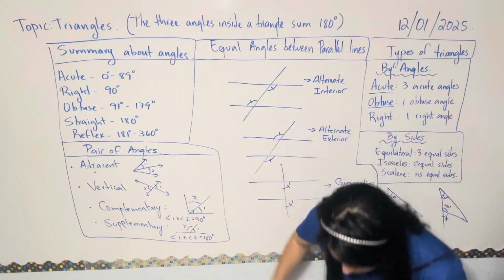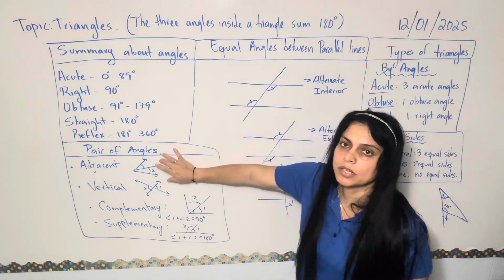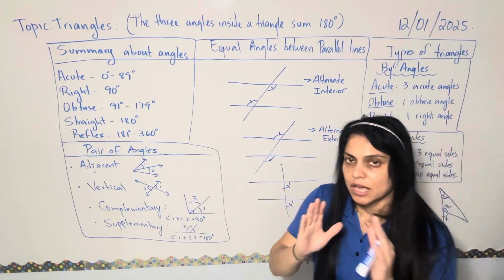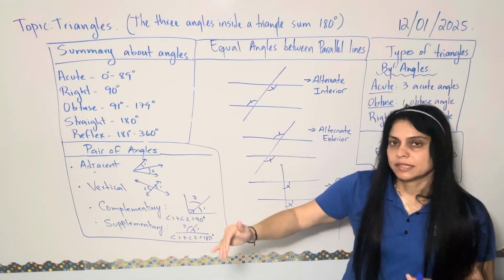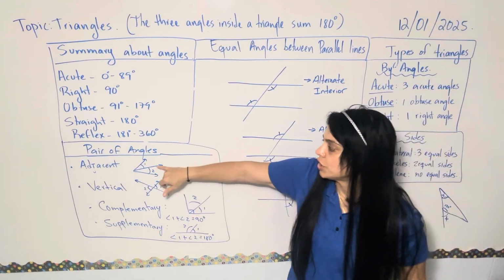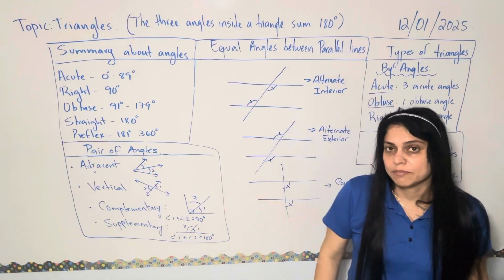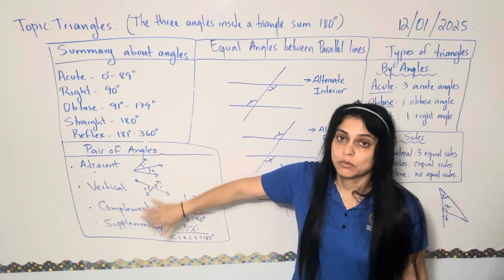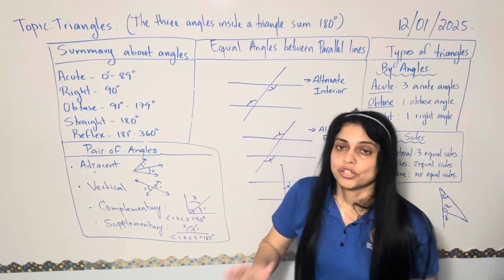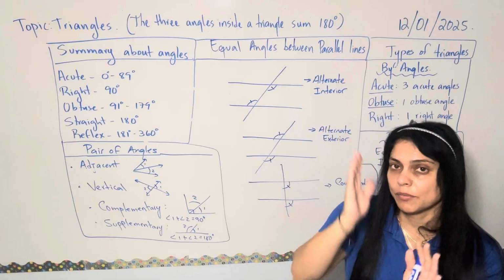So we have the adjacent angles. I already drew something here for you as a guide. Adjacent angles are angles that are together, one beside the other. They share one of the sides, so they have a common side in between. That's why we call them adjacent angles. They are not equal necessarily, they are just one together with the other, sharing a common side.